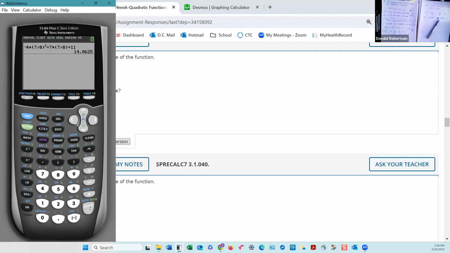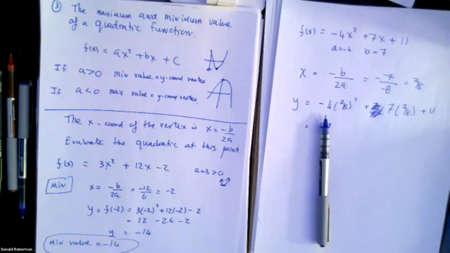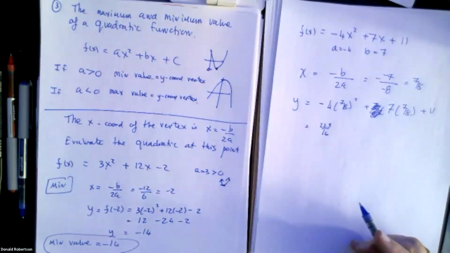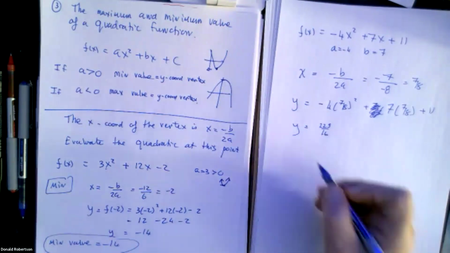There we go. But I don't want decimals. I want exact values as fractions. So you hit the math button, and you use this interesting option number 1, which basically says take the answer and make it a fraction. And when you hit enter, 225/16. So I now know the y-coordinate of the vertex.